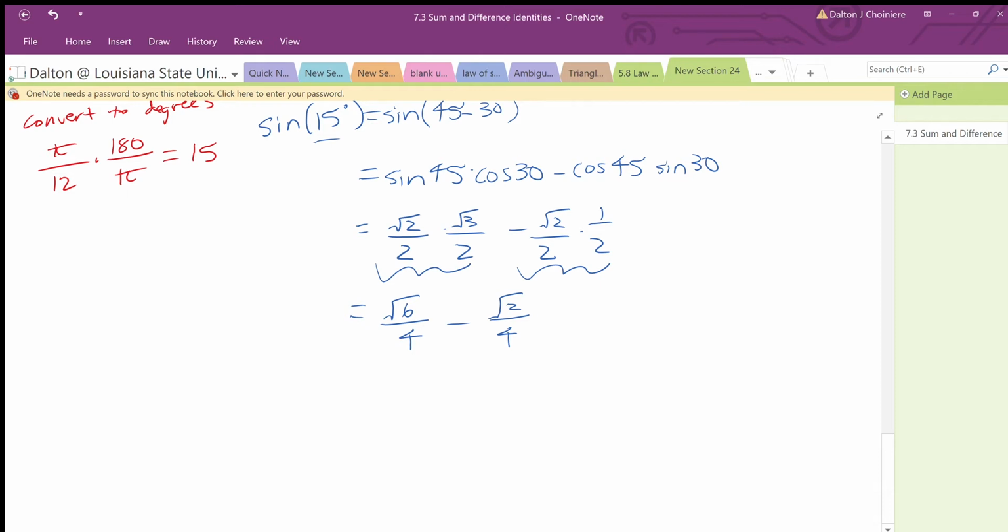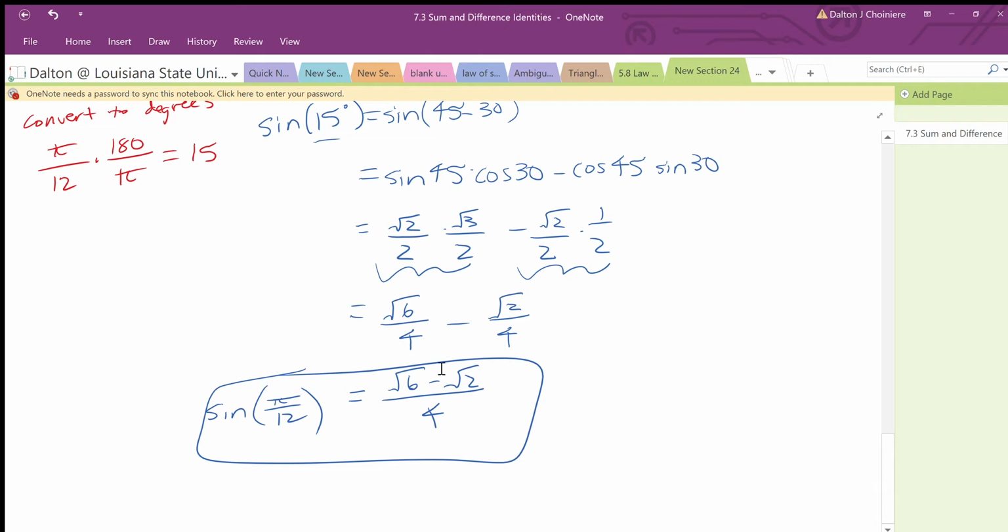And now I have two fractions with common denominators. So even though I can't actually subtract square root of 6 minus square root of 2, I can just leave them separate like this, but both over 4. So you have found that the sine of pi over 12 is the square root of 6 minus the square root of 2, all over 4.